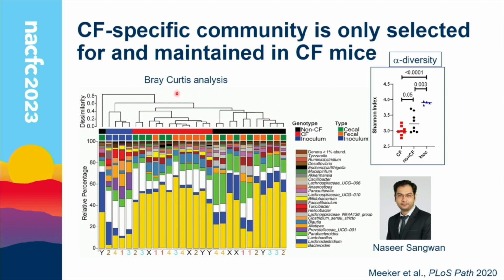When we look at how these branch based on a Bray-Curtis dissimilarity analysis, you can see all the CF samples from CF mice branch together, and all the non-CF ones branch with non-CF mice. This sample 4 here was the CF inoculum used in these X and Y samples, again showing that it's diverged away in the control mice.